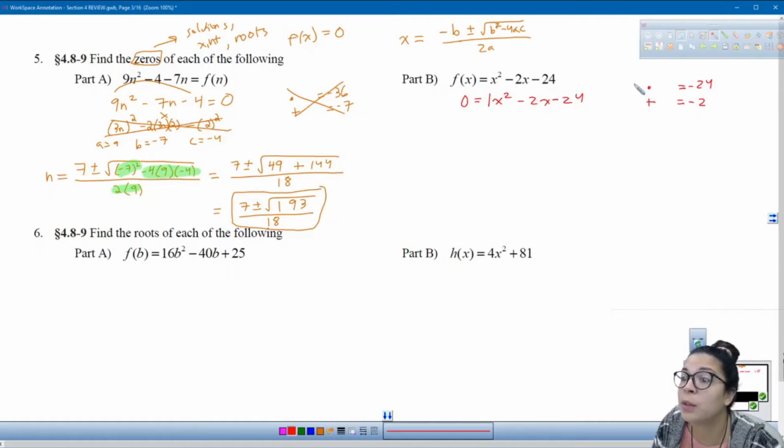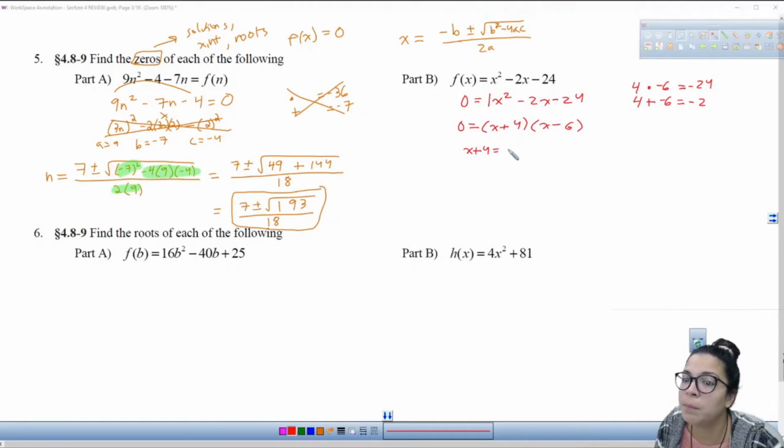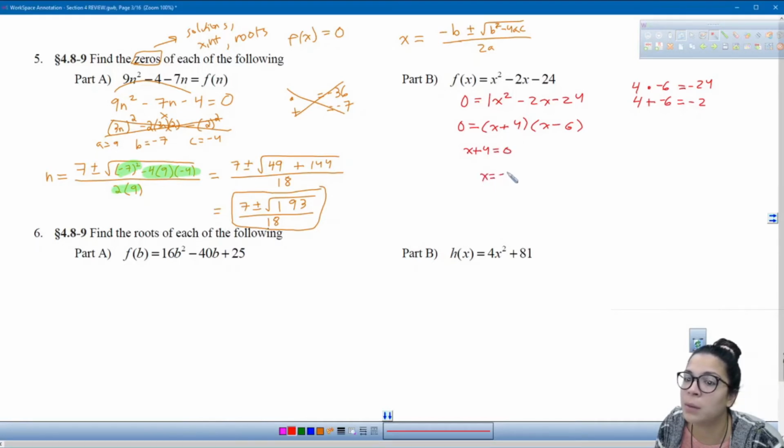We just want to make sure the 4 is positive and the 6 is negative. That way we add to a negative 2 instead of adding to a positive 2. So this will factor into x plus 4 times x minus 6. And so therefore x plus 4 could equal 0, which gives us a solution x equals negative 4. And then x minus 6 could equal 0, which gives us a solution of positive 6.